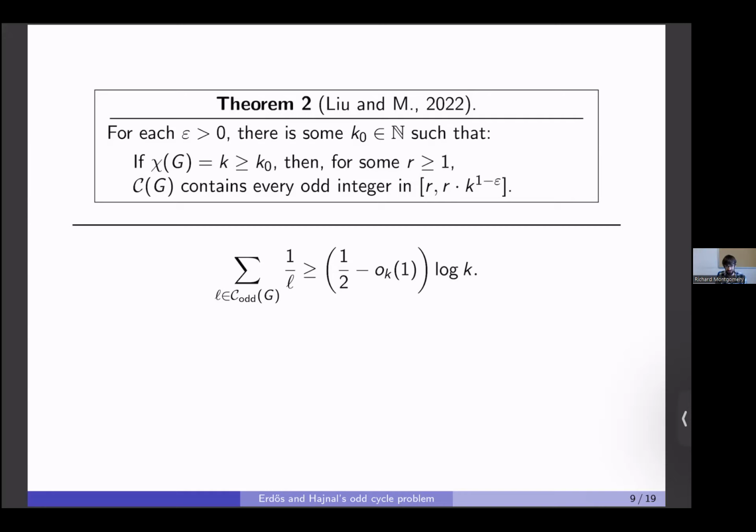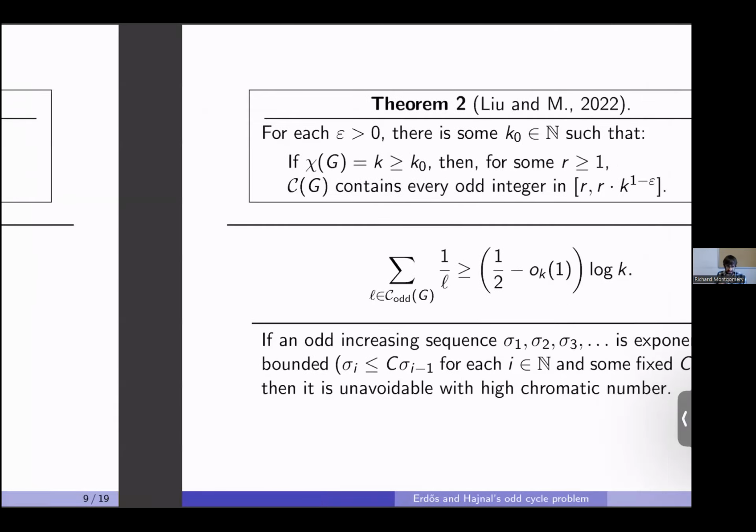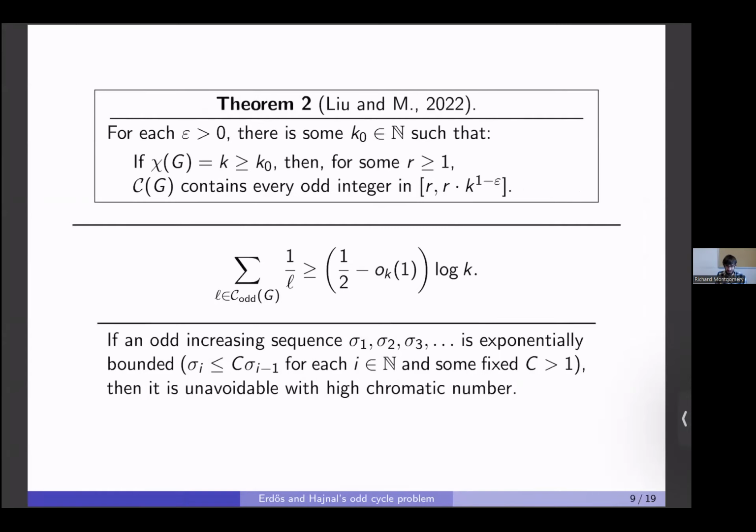Okay, so I have just one last implication of our work. Again, the exact same thing: if we have an odd increasing sequence which is exponentially bounded, then it's unavoidable with high chromatic number. This one is maybe easier to see. If the sequence is exponentially bounded, then we just need k to the 1 minus epsilon to be bigger than c, where c depends on the sequence, to mean that we hit this interval of odd cycle lengths that we're constructing.